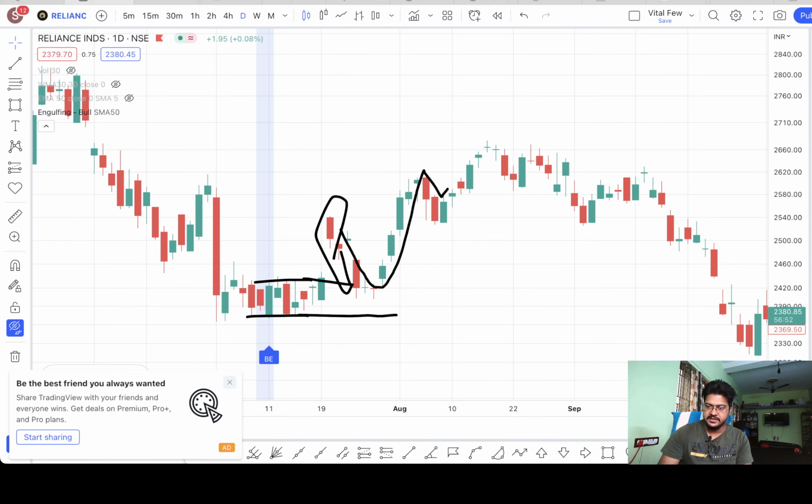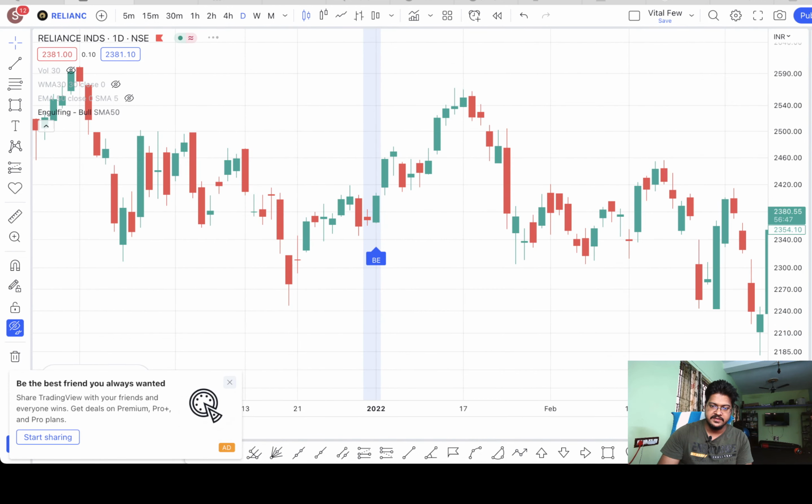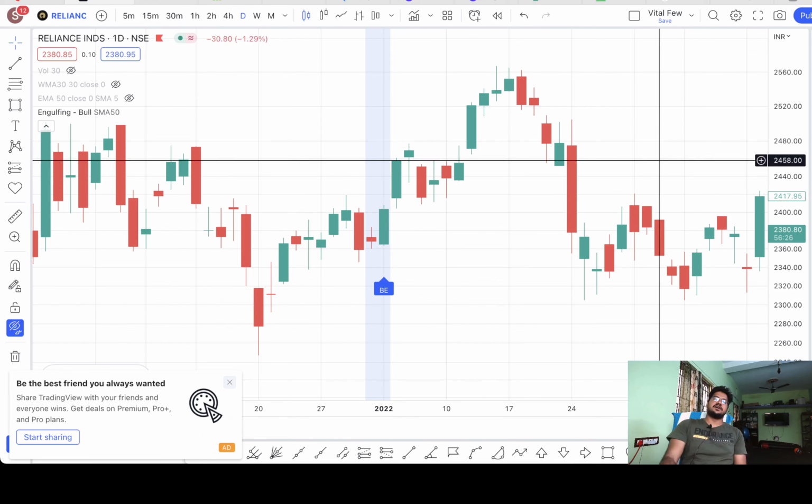Okay, let's check some more. Yes, there is another one. You can see the red body is engulfed by the green one, but here the red candle's wick is on the lower side. So I will take the low as this one, as high as this one, and you can see the line is broken with a big green candle, and therefore it acted as a support and went up. Okay, so this is how you can use the bullish engulfing pattern to spot uptrends.